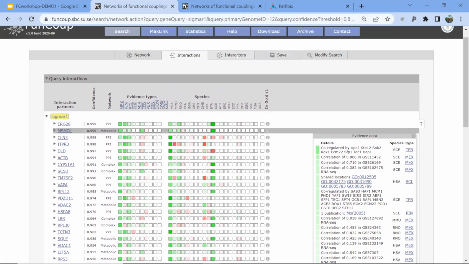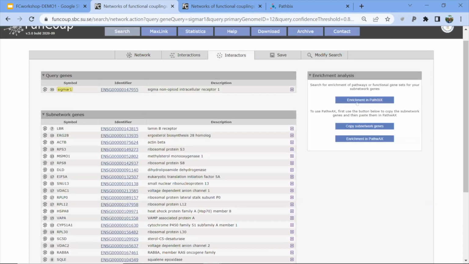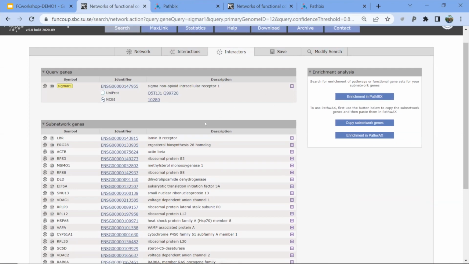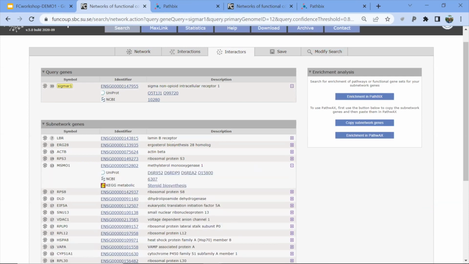Next, we're going to take a look at the next tab up here, the Interactors tab. Here we can find some more information about the genes that we're interested in. If we expand here, we can see a number of alternative identifiers representing the genes. If we take a closer look at this MSM01 gene that we saw earlier, we can also see that this gene is actually a part of the KEGG metabolic pathway steroid biosynthesis. While we can see that the sigma-1 gene is not actually part of a KEGG metabolic or signaling pathway.